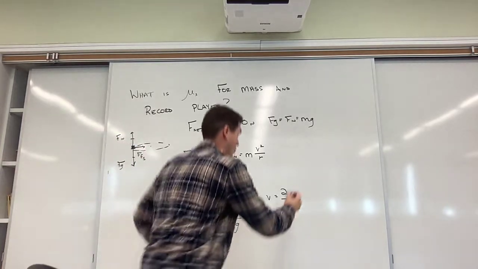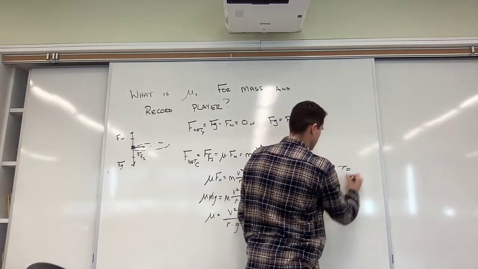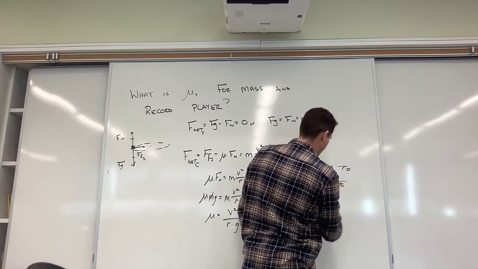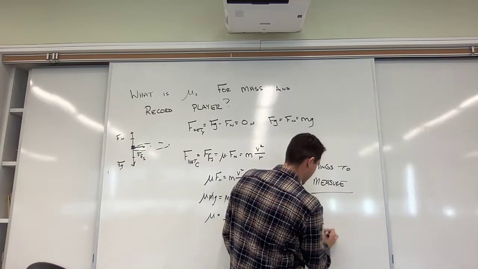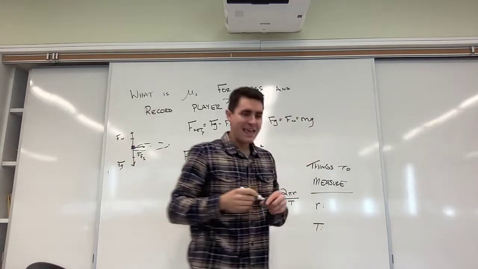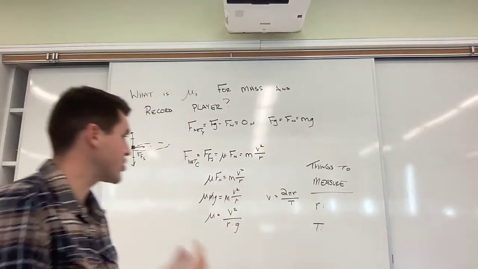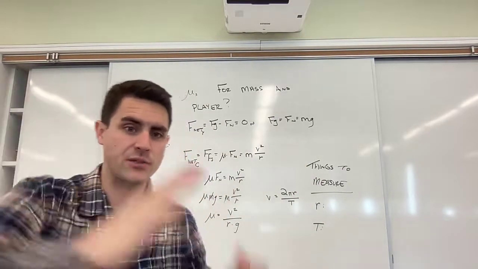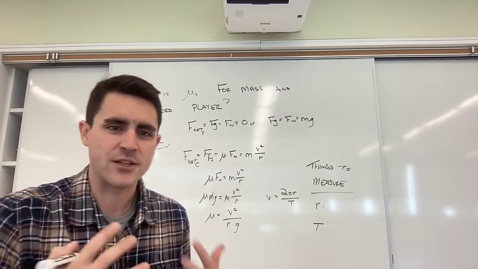So if I think about a plan or things to measure, I should be measuring radius and period. These are the 2 things that I need to measure. Now, the question is, what radius? Because I was back there playing around with a turntable, moving that mass inward and outward. So what radius am I concerned with?